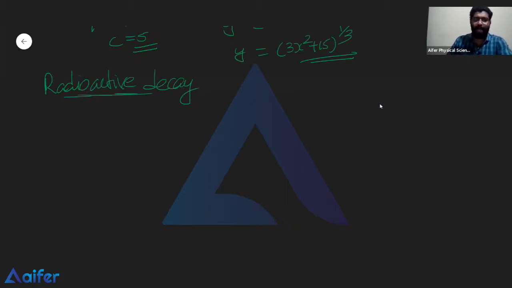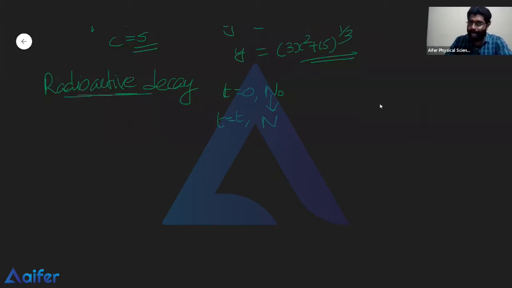Suppose you have some radioactive element at a time t equal to 0. There are n0 radioactive elements. Since it is radioactive, from the nucleus, the active particles like alpha particle, gamma particle, beta particle will be emitted. As time goes on, this n0 will disintegrate, and at an arbitrary time t equal to t, the number of active nuclei will be n.